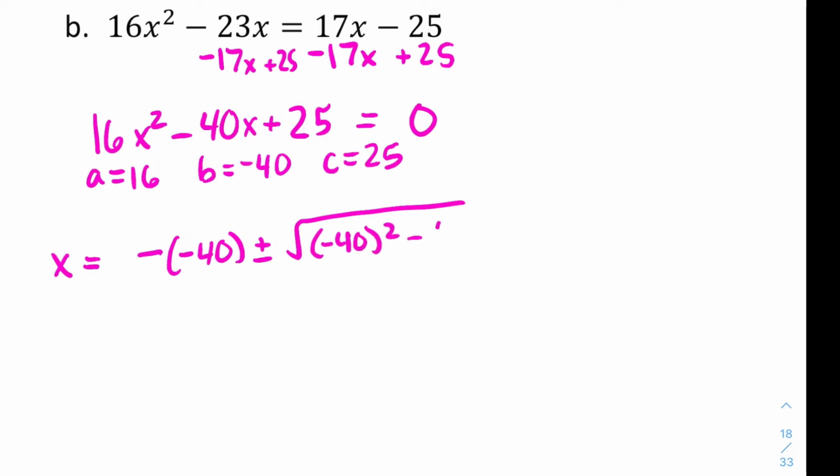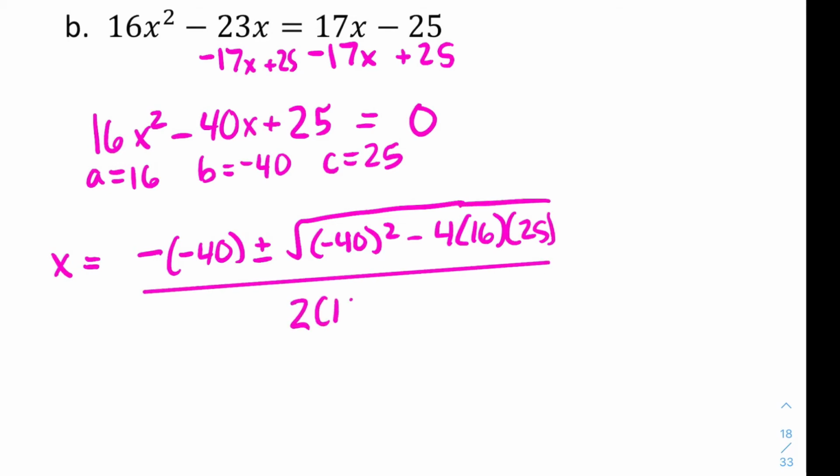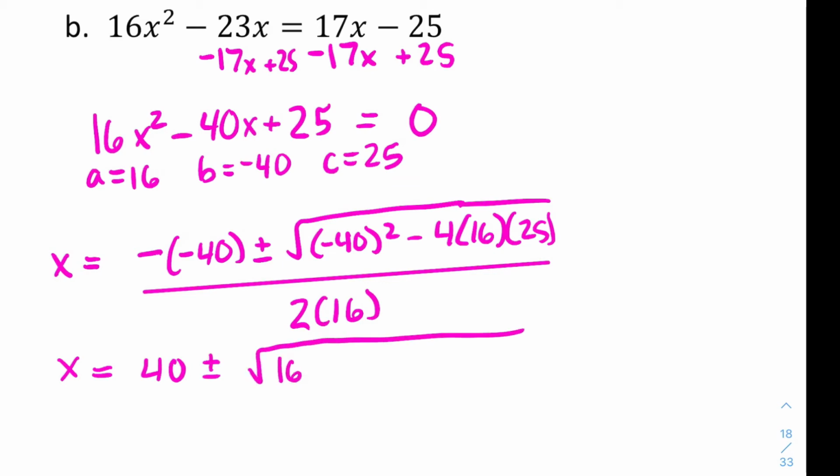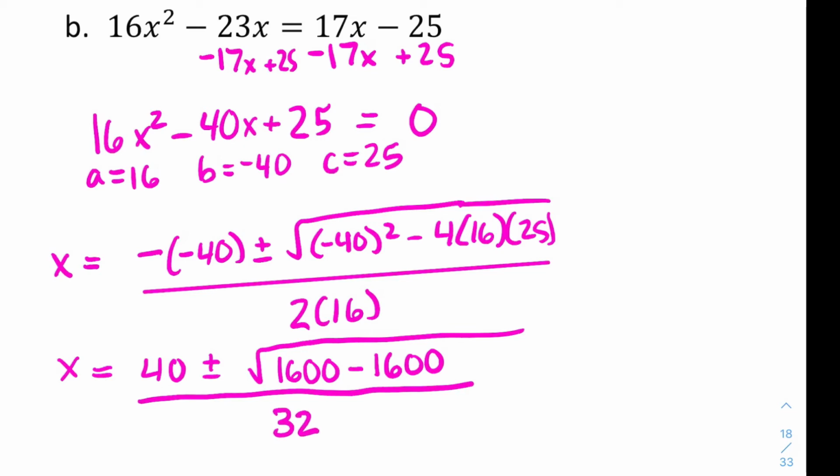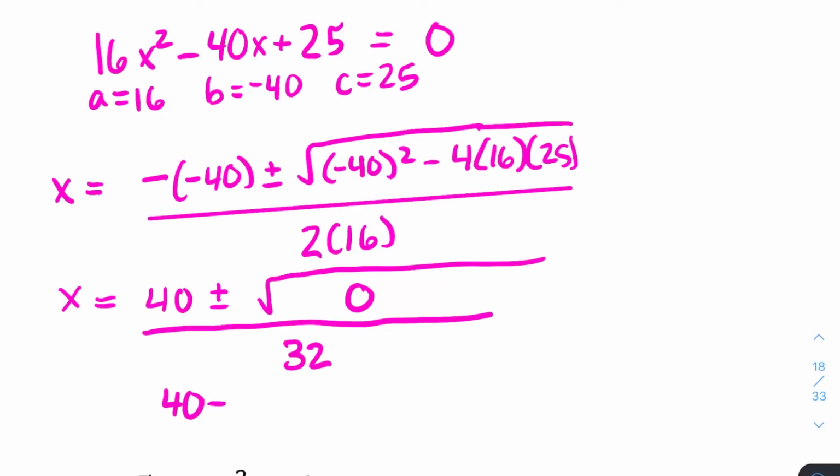Then I have my values plugged into my quadratic formula. I would sing it again for you, but I won't torture you. Simplify what's inside of your radical first. So negative 40 squared, 40 times 40 is 1,600. And then if you multiply 4 times 16 times 25 together, that's also 1,600. All over 2 times 16 is 32. Well, inside my radical, that's just going to give me 0. And then the square root of 0 is just 0. So I have 40 plus or minus 0 over 32.